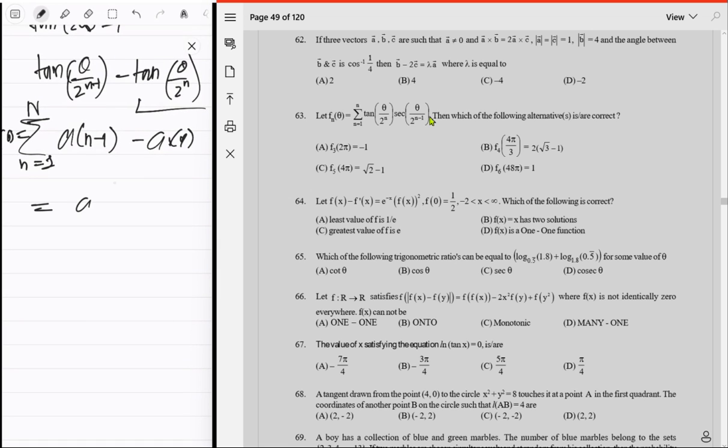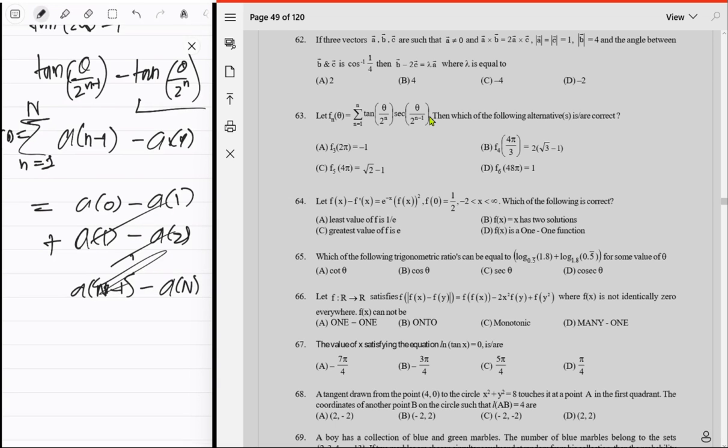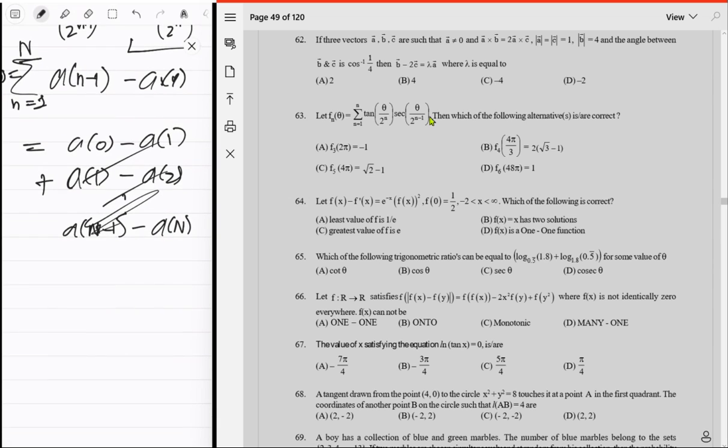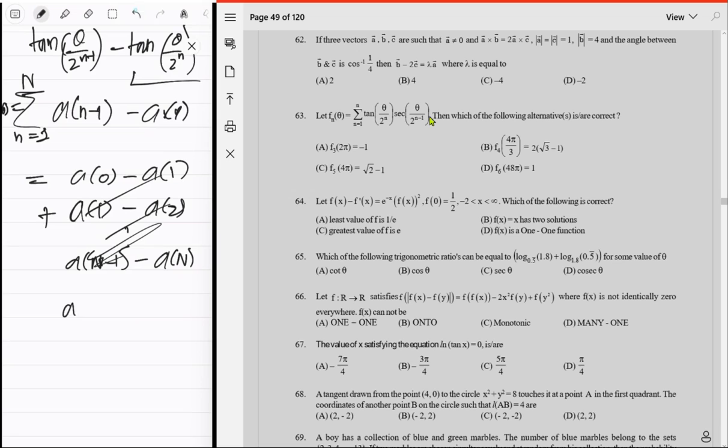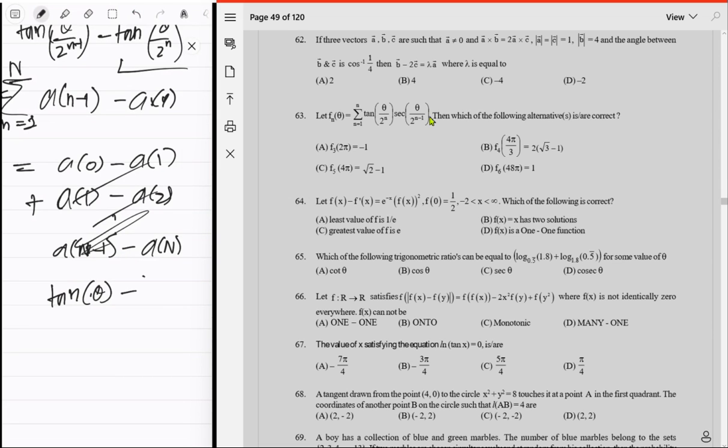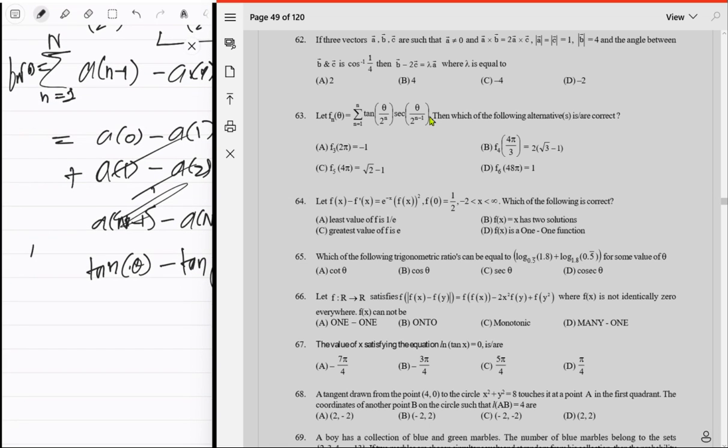Yeah, a_0 minus a_1 plus a_1 minus a_2, proceed, right? This is still a_(n-1) minus a_n. So which cancel हो जाएगा, just this thing, a_0 minus a_N, which is like, अच्छा 0 क्या रहेगा, just tan of theta, I guess. Yeah, tan of theta, because 2 power 0 is just 1, minus tan of theta upon 2 power n. That's what f sub n is.